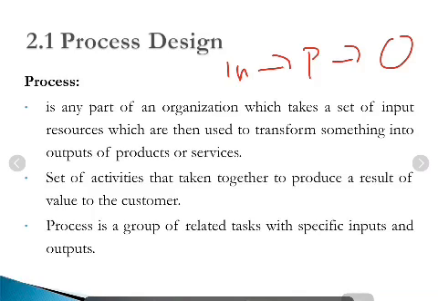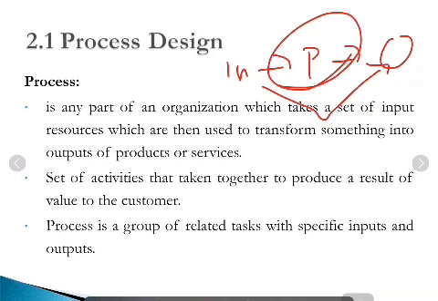So the second stage in a production system is the process that helps to convert inputs into output. Through the processing system we can convert different inputs, different materials, equipment, human resources or informational resources into outputs in terms of products and services. When you design such a processing system we call it process design.